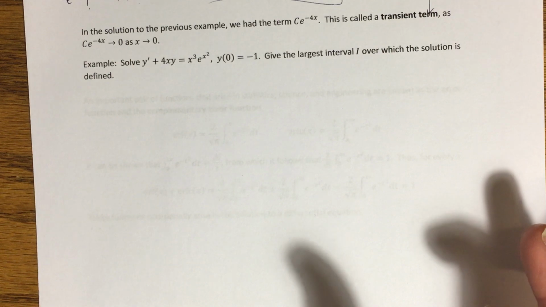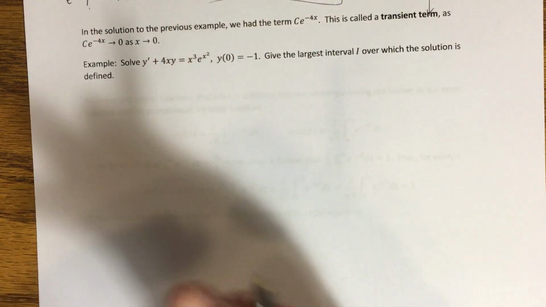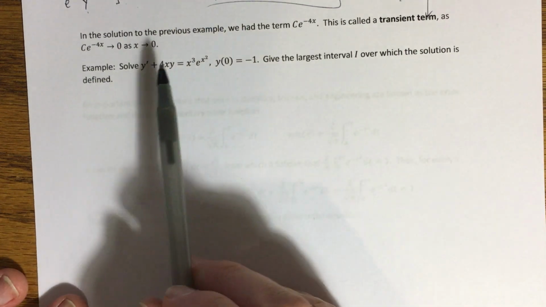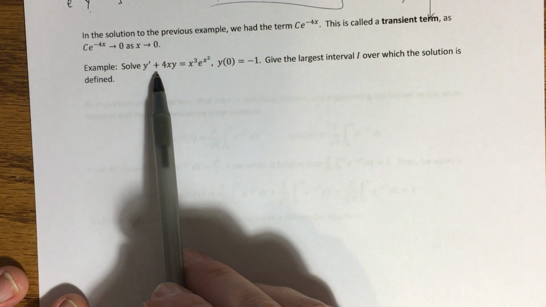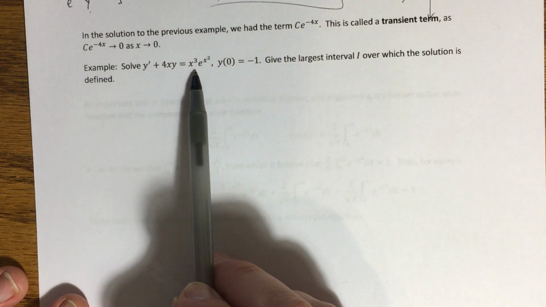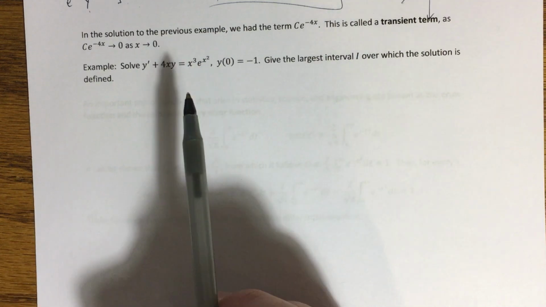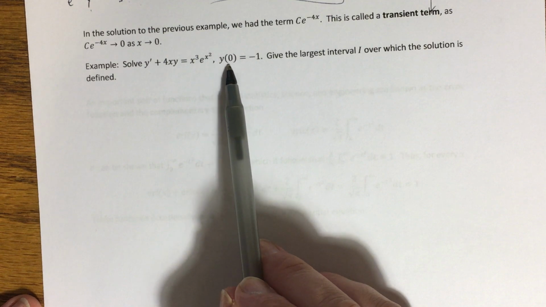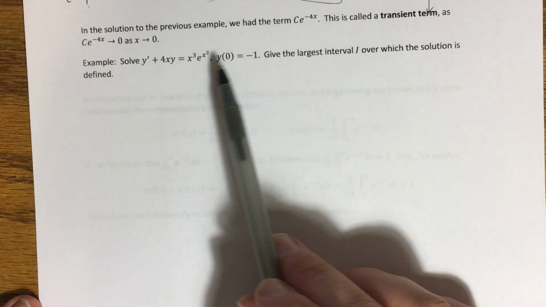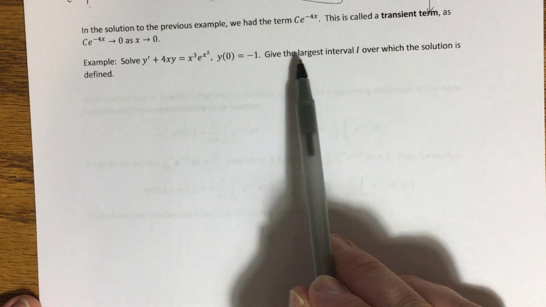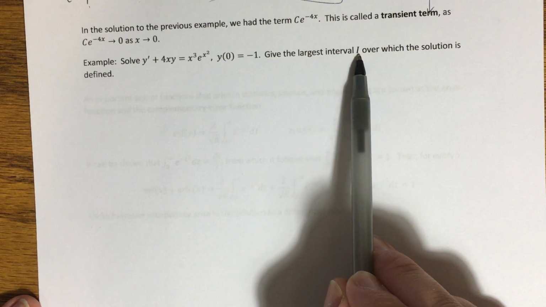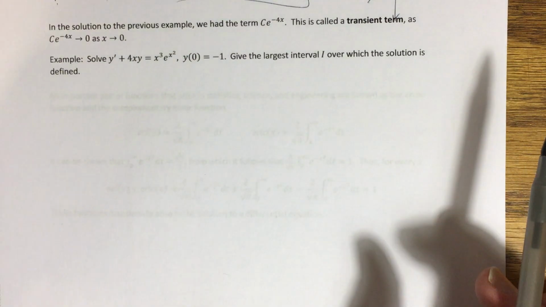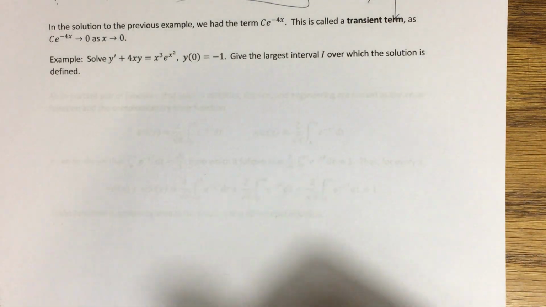We're going to squeeze in one more example before ending this video, and then we'll do a couple more in the next video. This time, I want to solve this DE, y prime plus 4xy equals x cubed e to the x squared. And notice it's actually more than just a differential equation, it's an IVP. y of 0 equals -1. In addition to solving this, we want to find the largest interval I over which that solution is defined. Remember that really boils down to examining the domain of our solution.